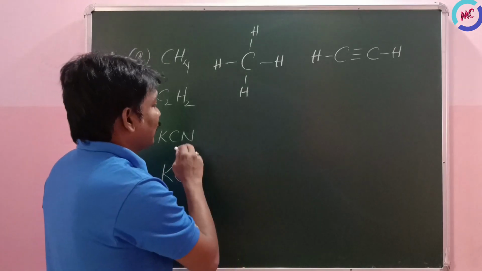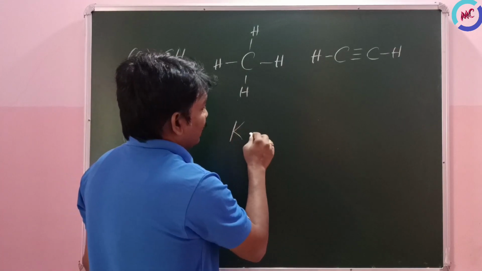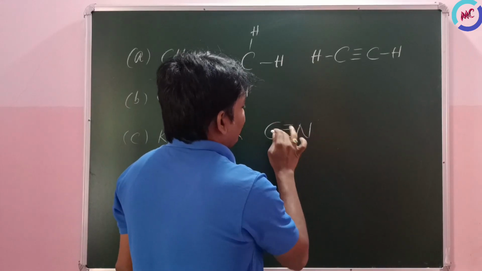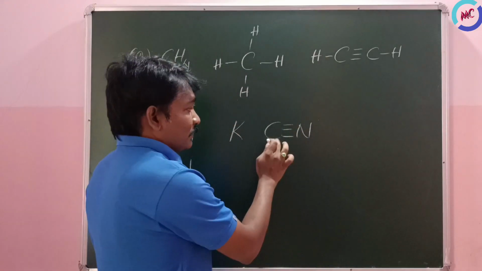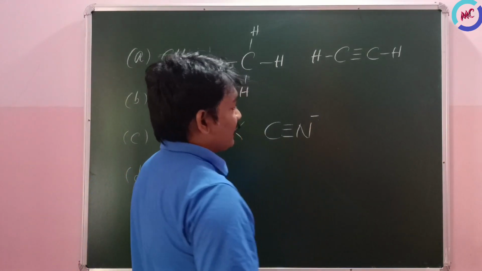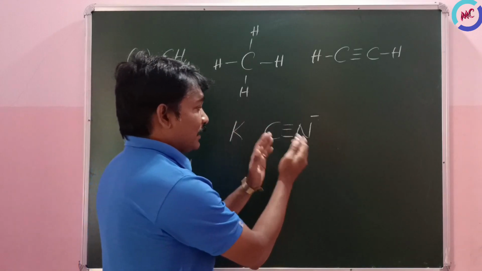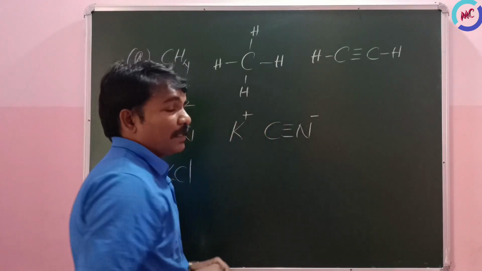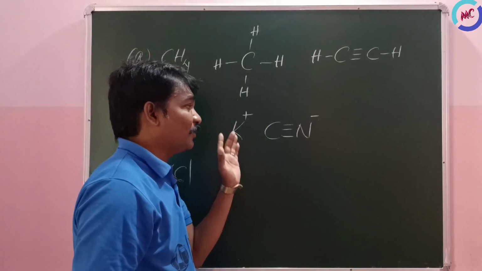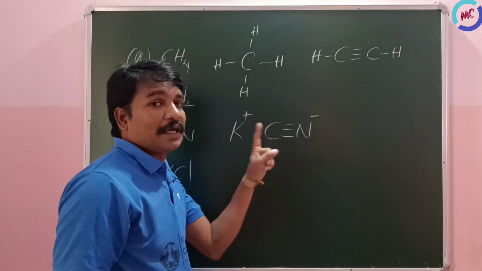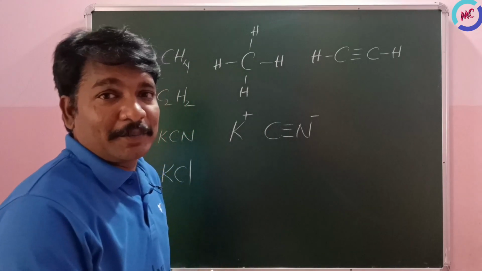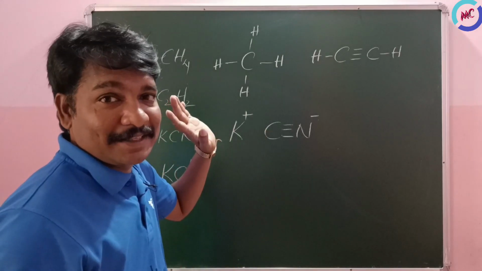Let us check third one. Option C, here they given KCN, and we know that cyanide ion is nothing but C triple bond N with negative charge. And see here, the cyanide ion develops ionic bond with potassium ion. This is a potassium cyanide which has both a covalent bond and ionic bond. And our question is based on covalent and ionic bond. Our answer is KCN, no doubt in it.